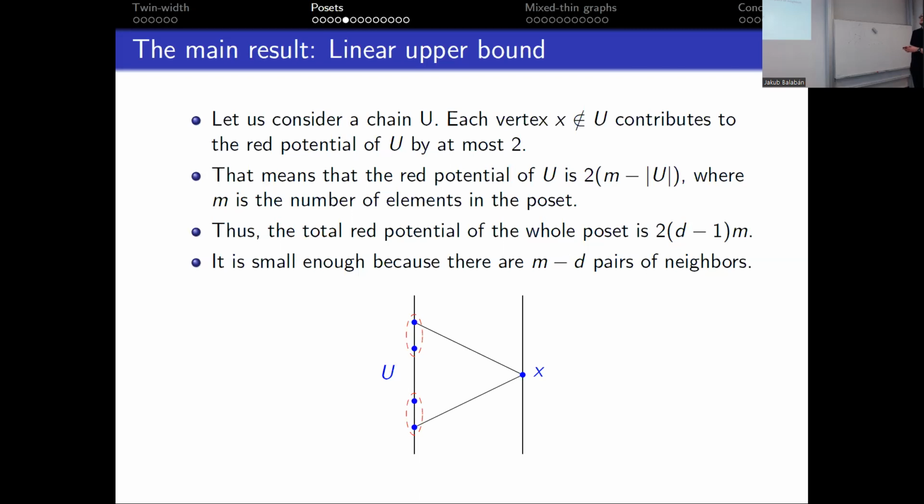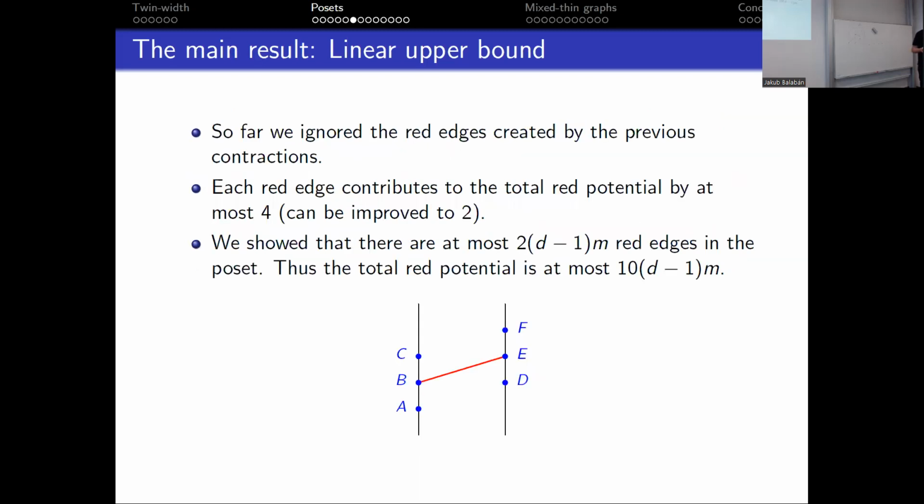So because in the entire poset there are m minus d pairs of neighbors to contract, then this m minus d should almost cancel out with this m, and this constant would be something larger than 2, but basically this should cancel out with this m, because m is much larger than d. So this is the first step.